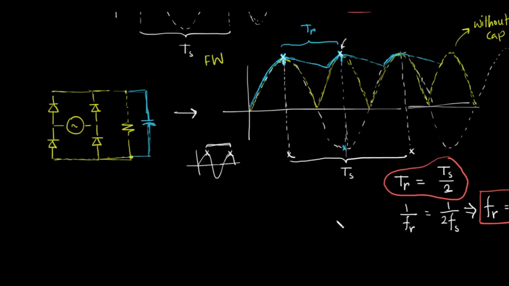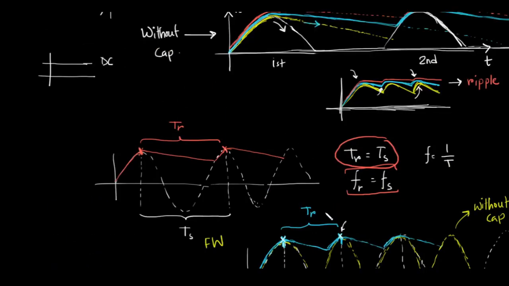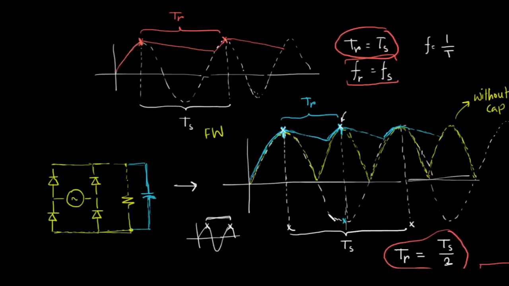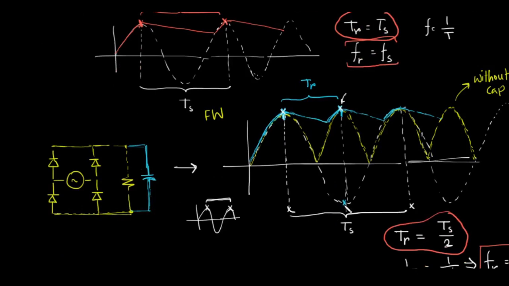So we want to calculate how much ripple our output voltage has. All right. So if we want to do that, we need a quantity that can express mathematically how much ripple our signal has. That mathematical quantity is actually called peak to peak ripple voltage.